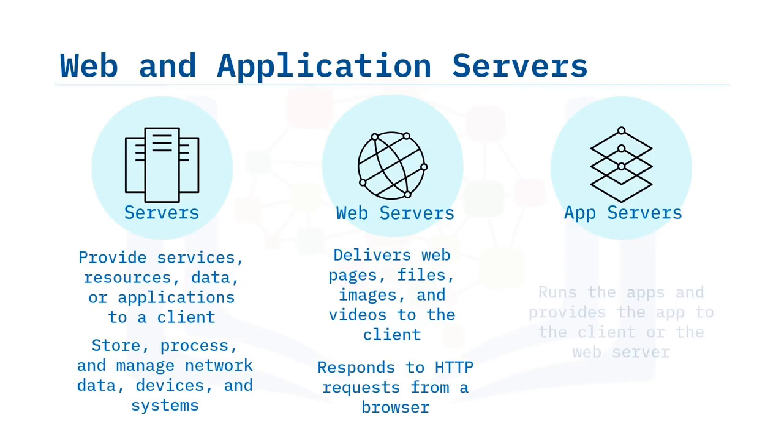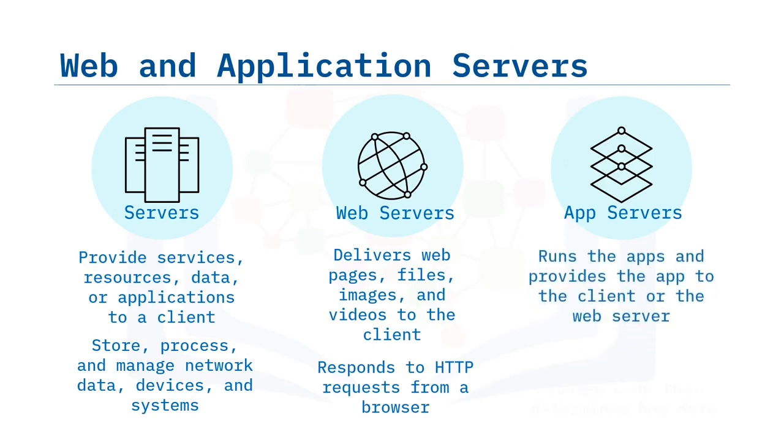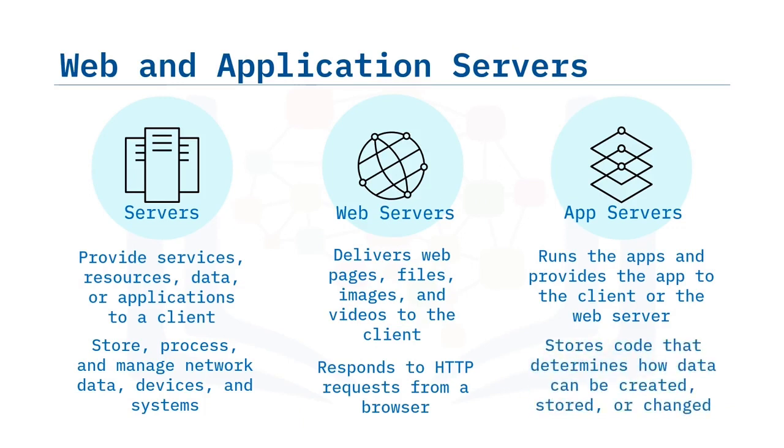accessing a website. An app server is a server that runs business logic and provides the application to the client rather than the client running the app on their own machine. Its primary job is to enable interaction between the end user and the server-side application code. The application code represents the business logic that determines how data can be created, stored, and changed, and that logic dictates things like transaction results and what data is written to and retrieved from a database.